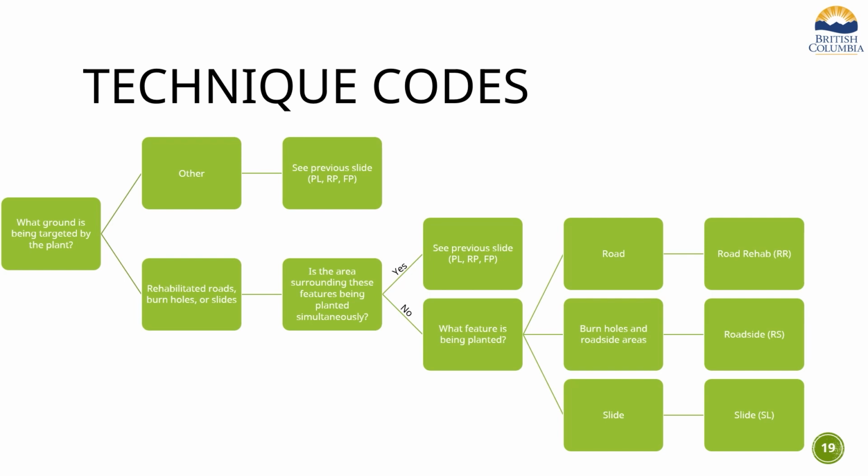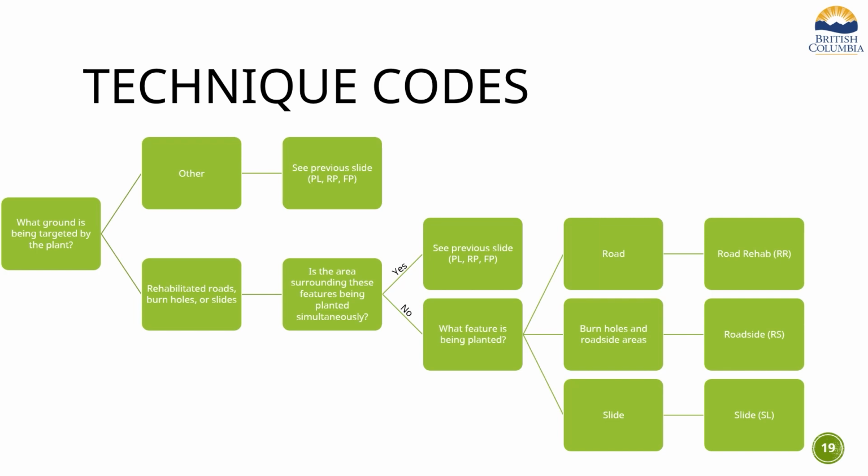So if your target area is specifically 1. Rehab roads, 2. Burn holes roadside, or 3. Slide areas, you are not planting the surrounding area simultaneously. Then your technique code options are road rehab for rehab roads, roadside for your roadside and burn holes, and slide for slides. Back to Tasia.